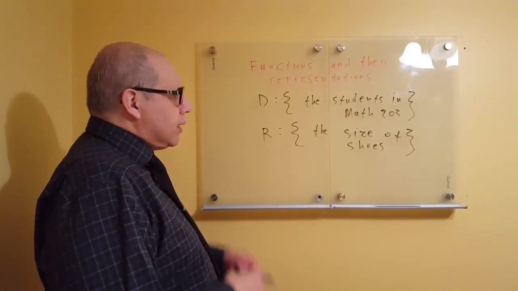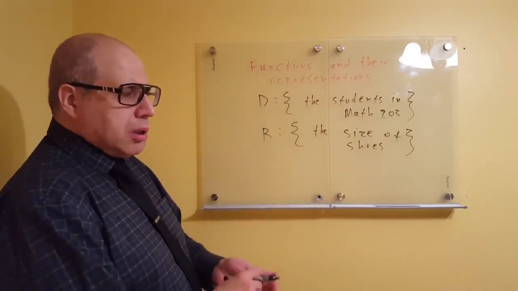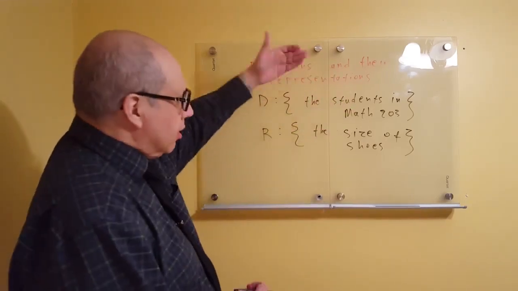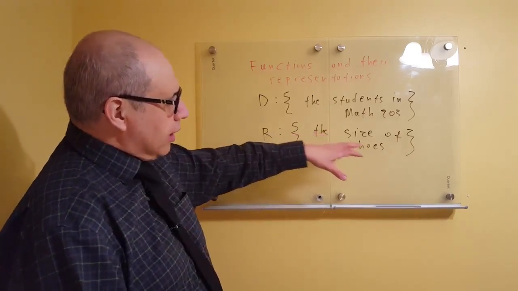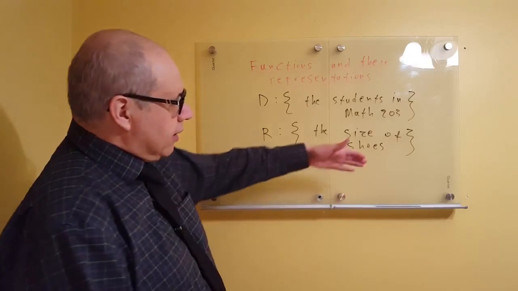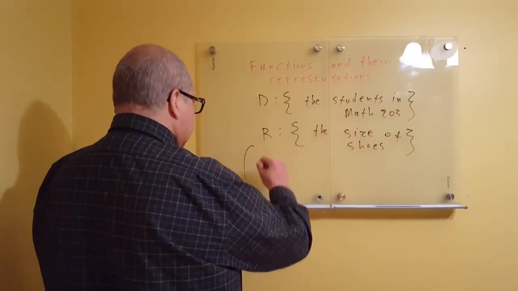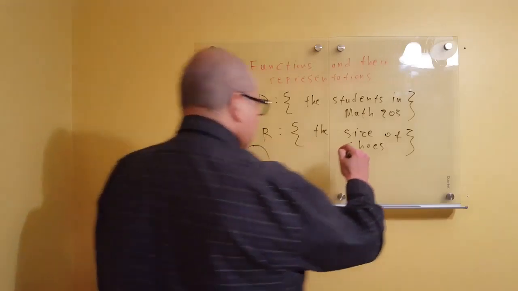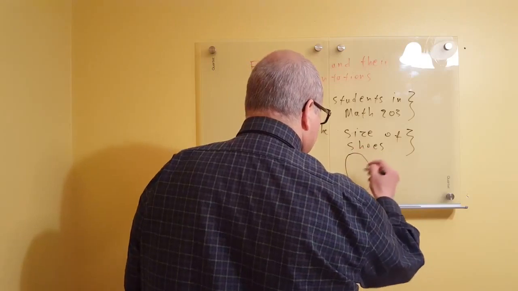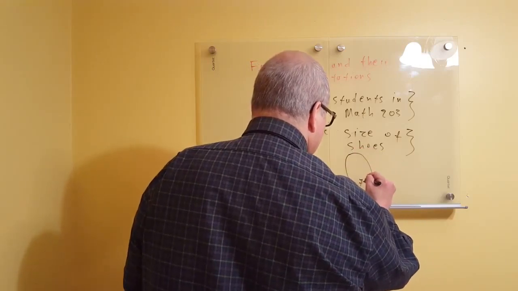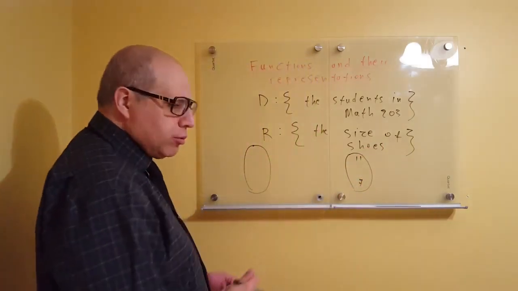So this here is a function because you have the students. Let's say we take only one section, let's say you have 30 students. On the other hand side, you have the sizes. So let's say here you have the 30 students in the one set, and here you have the sizes, and let's say you start from 7 and you go up to 11, for example.